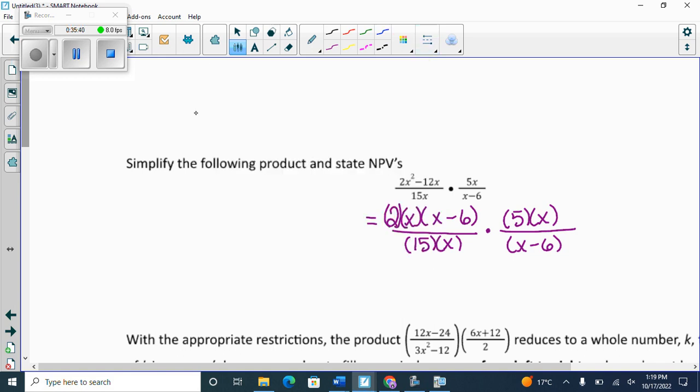So I have 3 brackets in the denominator, however, only 2 have variables. So my NPVs, I'm only going to have 2. I'm going to have x can't equal 0. And I'm going to have x minus 6 can't equal 0. Add 6.